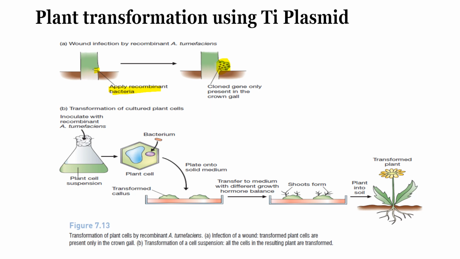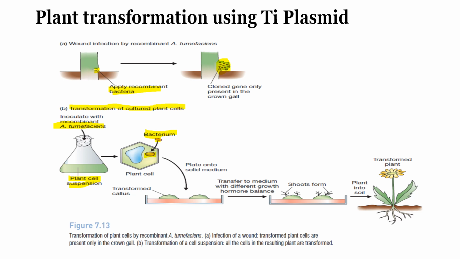To overcome this problem, what do scientists do? They first do plant tissue culture to get the plant cells. By using the plant tissue culture method, we first get a cell suspension culture of the plant which we want to transform, and then we incubate the plant cell suspension with the recombinant Agrobacterium tumefaciens. Now, the recombinant Agrobacterium tumefaciens passes on its T-DNA into the plant chromosome, and as a result, the plant cell becomes transformed.